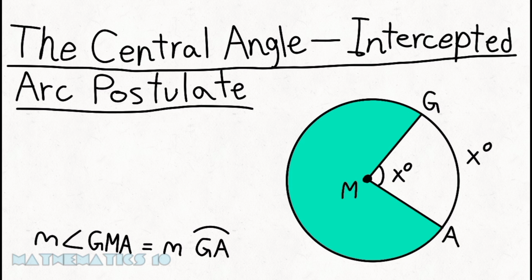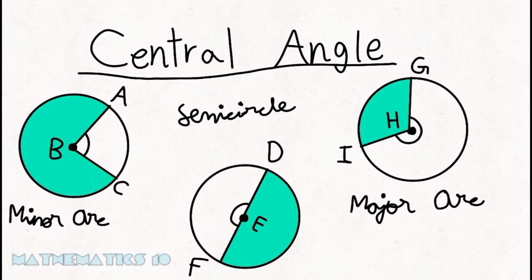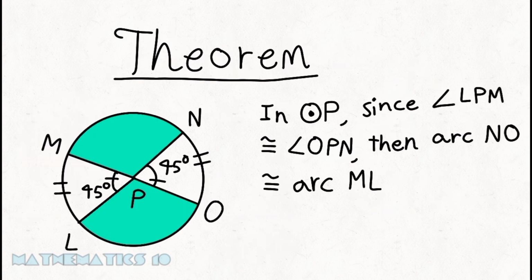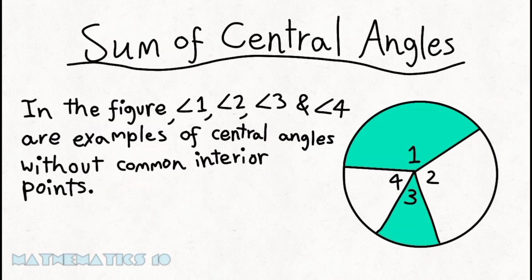An intercepted arc is created when lines or subset of a line cuts across a section of the circumference of a circle. The measure of a central angle of a circle is equal to the measure of its intercepted arc. In a circle or in congruent circles, 2 minor arcs are congruent only if their corresponding central angles are congruent. The sum of the measures of the central angles of a circle with no common interior points is 360 degrees.